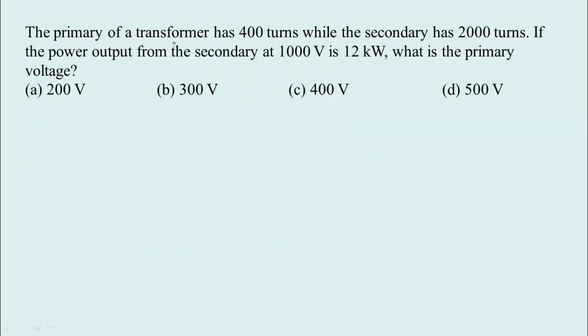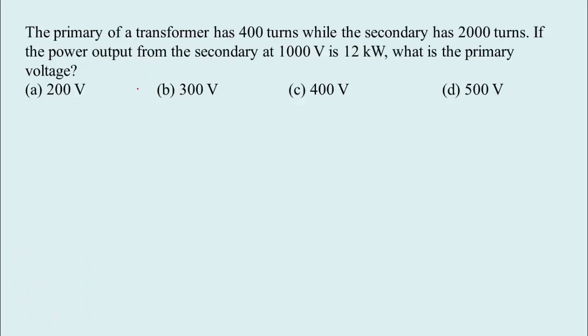The primary of a transformer has 400 turns, while the secondary has 2000 turns. If the power output from the secondary at 1000 volt is 12 kilowatt, what is the primary voltage? Again, this question is based on efficiency of the transformer, right?